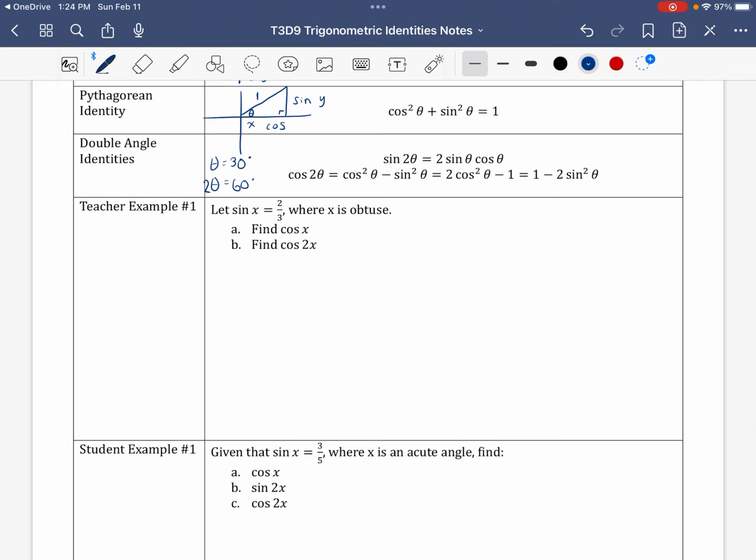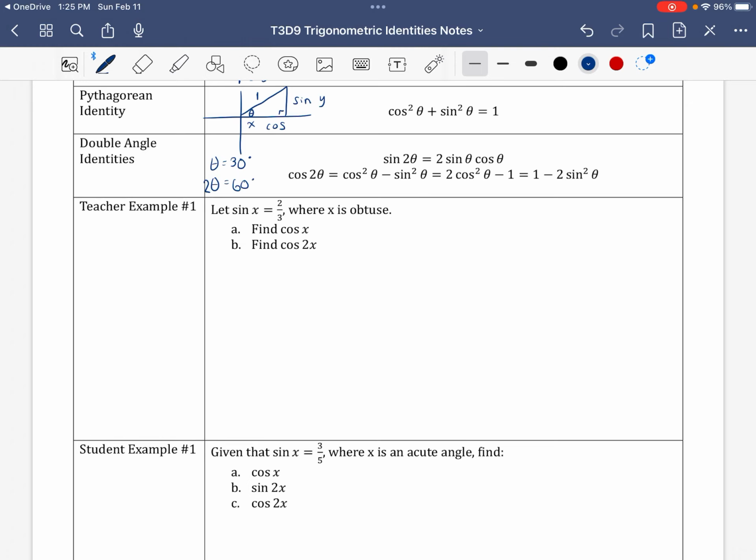Cosine of 2 theta has three kind of identical derivations of our double angle identity. You can use cosine squared theta minus sine squared theta, 2 cosine squared theta minus 1, or 1 minus 2 sine squared theta. Again, we can use any of those identities, and we can just think about what information is already provided to us and makes it easier to use one versus the other.